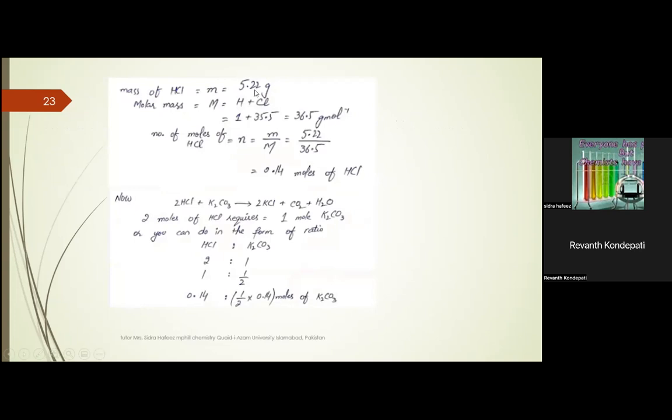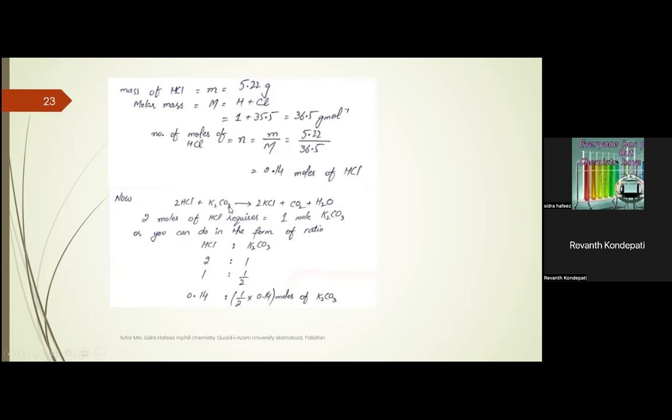Mass of HCl given is 5.22 gram. Molar mass: 35.5 for chlorine plus 1 for hydrogen, 36.5 gram per mole. Number of moles of HCl is mass divided by molar mass, 5.22 divided by 36.5, and you will get 0.14 moles of HCl. Now we are going to calculate the limiting reactant, that is, how much mass of potassium carbonate will be required by this many moles of HCl.